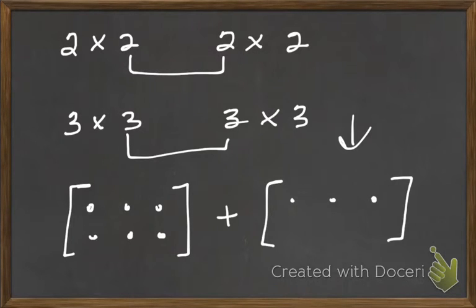Is it going to have the same dimensions? Yeah. If you're adding or subtracting, the matrices have to have the same dimensions. If you're multiplying, just the dimensions in the middle have to be the same. All right, let's look at number 3.